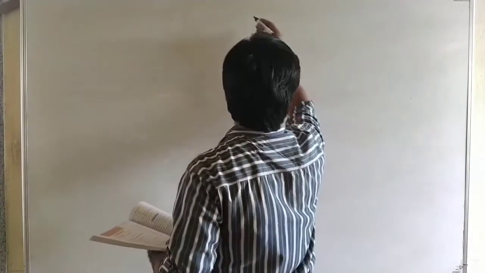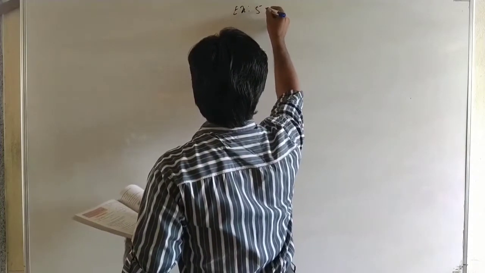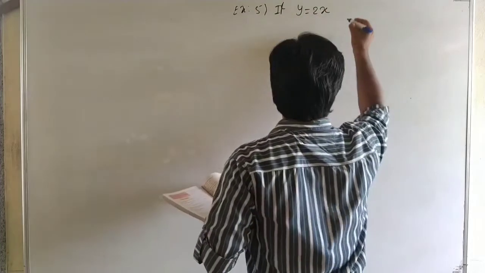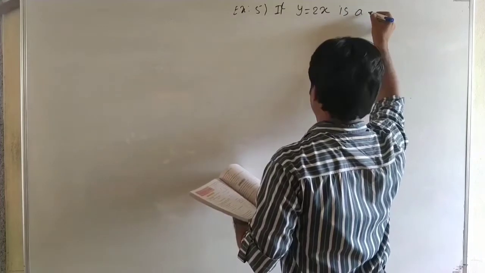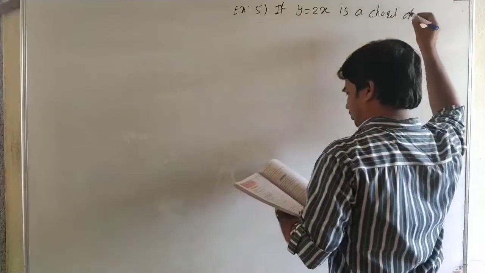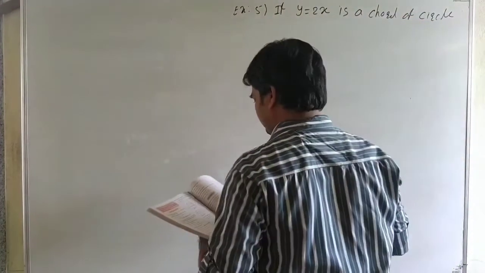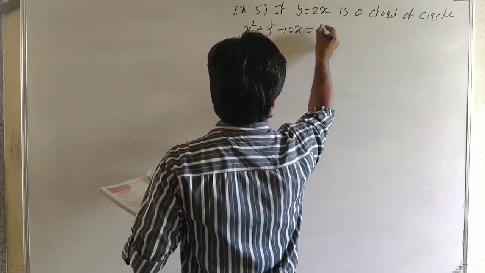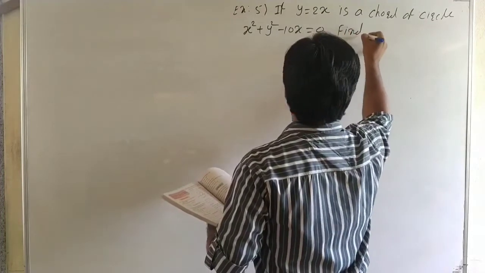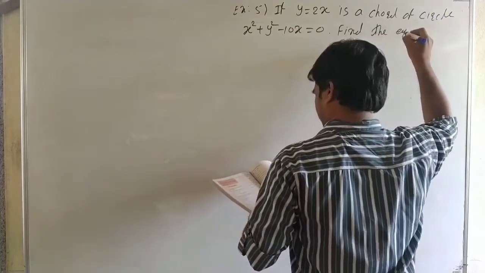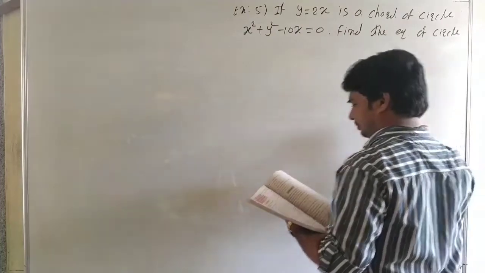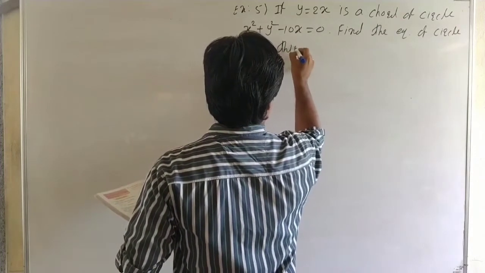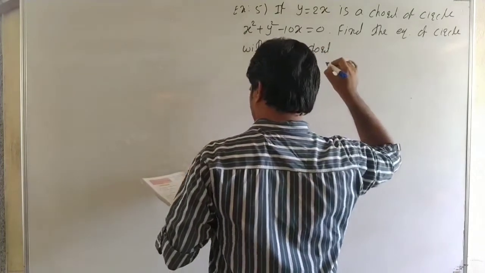Now the fifth example is: if y is equal to 2x is a chord of circle x square plus y square minus 10x is equal to 0, find the equation of circle with this chord as a diameter.